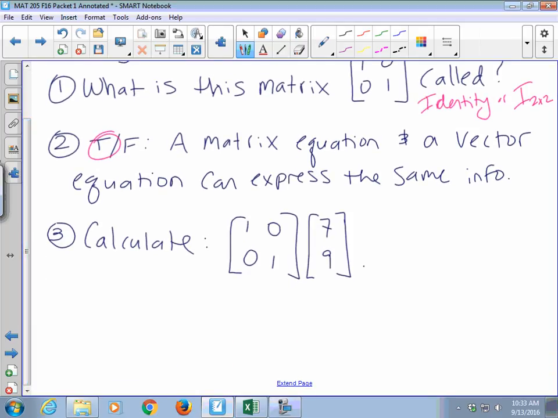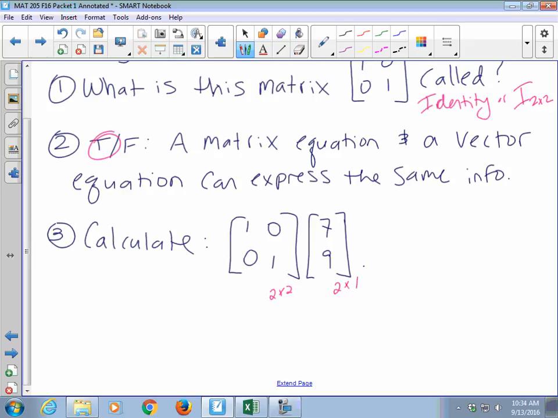And we're going to review multiplication of a matrix times a vector. To make sure that you can multiply them, you think about the dimensions. What are the dimensions of this first matrix? 2 by 2. 2 rows, 2 columns, so it's 2 by 2. And then what are the dimensions of that vector? 2 by 1. 2 rows, 1 column.